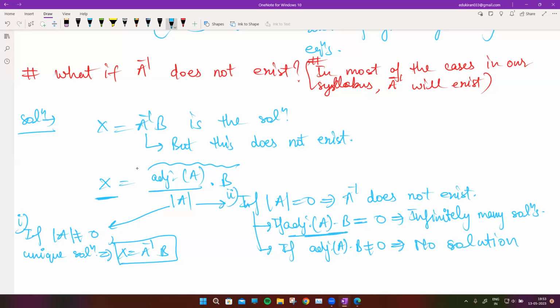If that is also 0, then 0 by 0 form, there must be a solution. The only solution case that exists is infinitely many solutions. If this multiplication is non-zero, then non-zero upon 0 is not defined. Not defined means no solution.